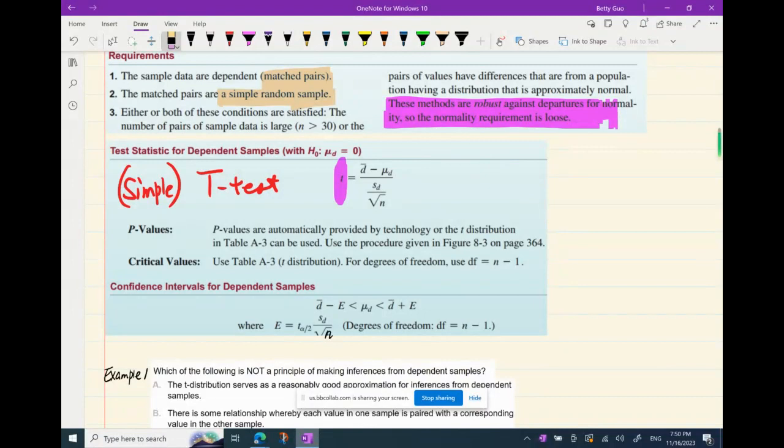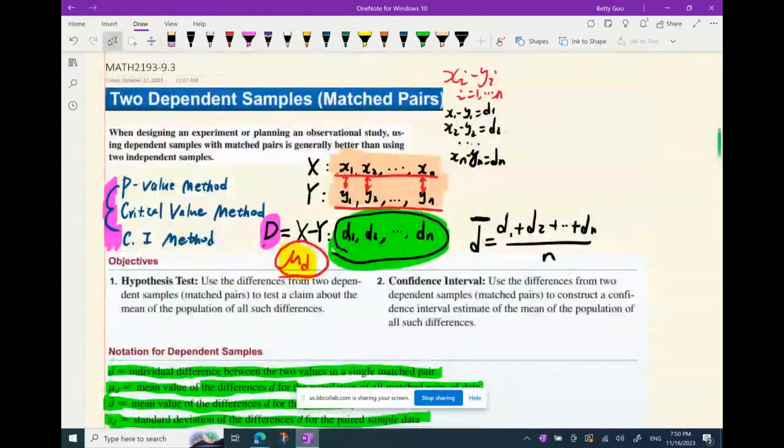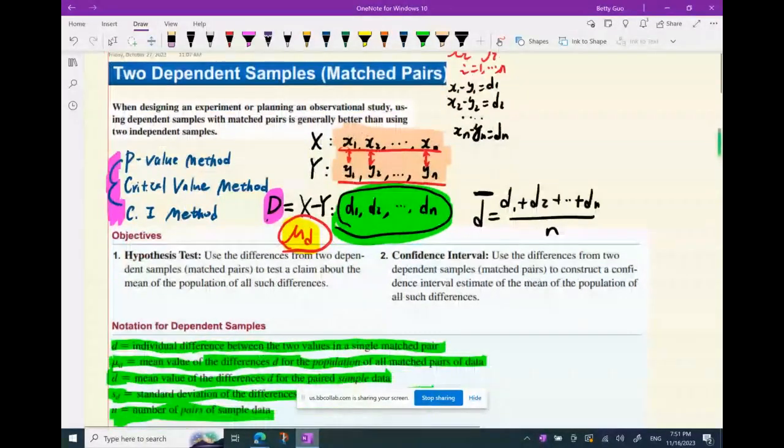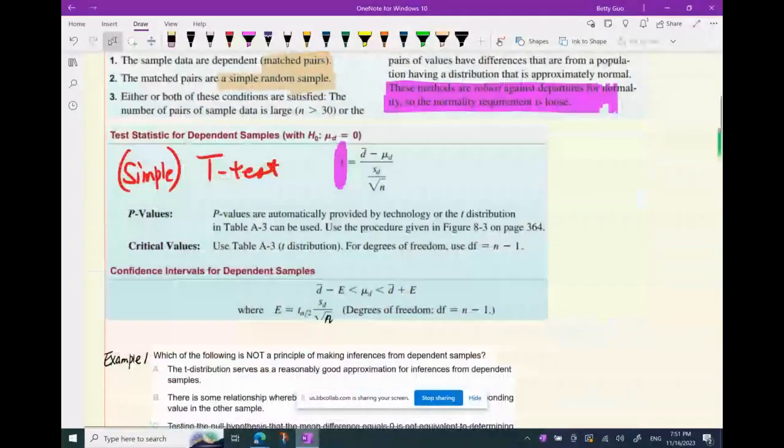It's just that before we actually test mu sub d, we have to do some work. What work? We have to find out what d sub 1, d sub 2, d sub n are. We have to find a sample. We have to create the population capital D and find a sample. In essence, this section just involves a simple t-test.